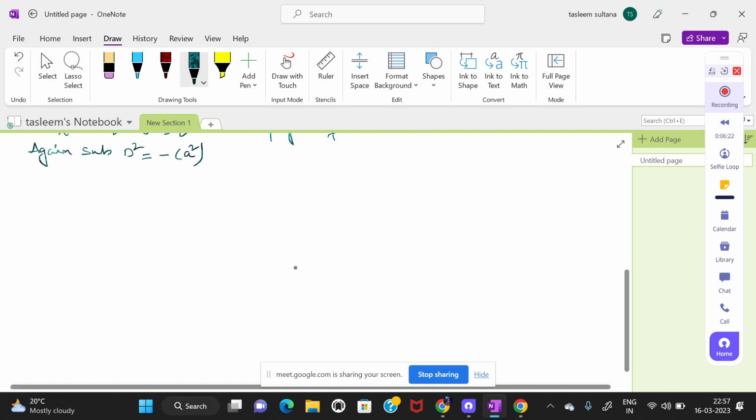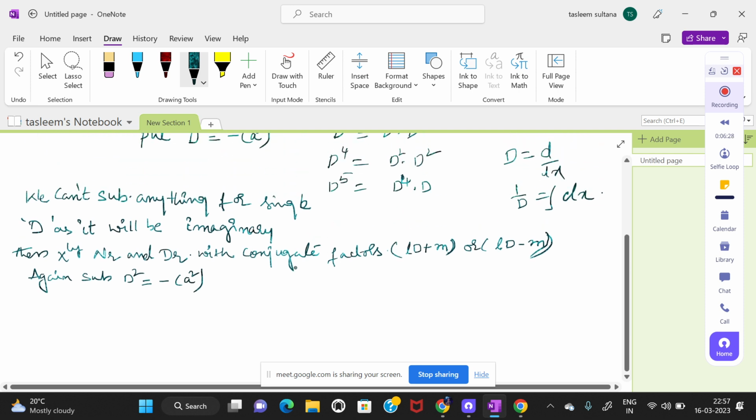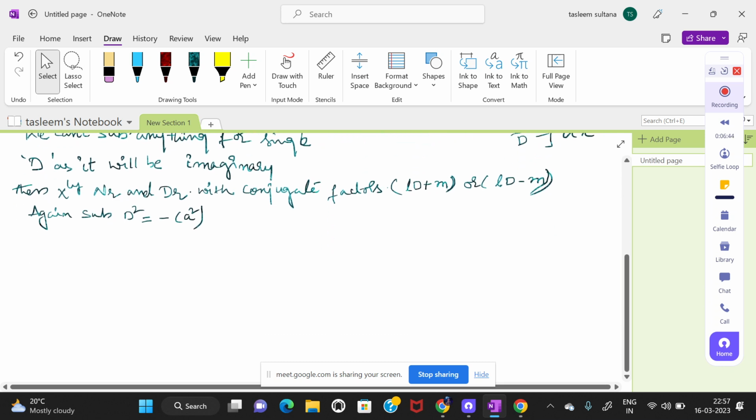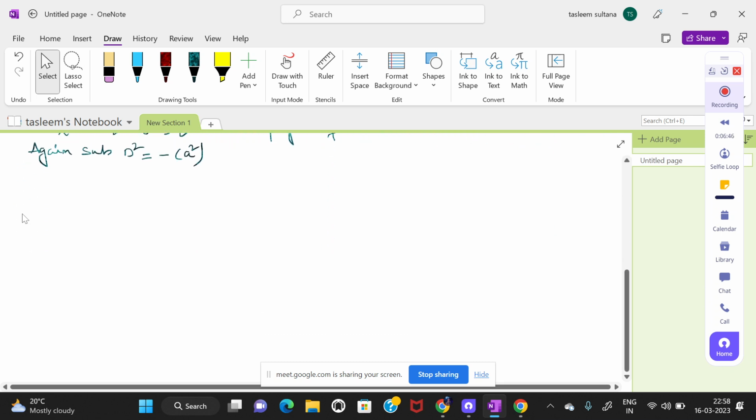Ma'am, if after substituting it is becoming 0, so we basically just multiply with the conjugate, right? Yes, multiply. This is the shortcut. Multiply numerator and denominator with the conjugate of factors. Yes, ma'am.